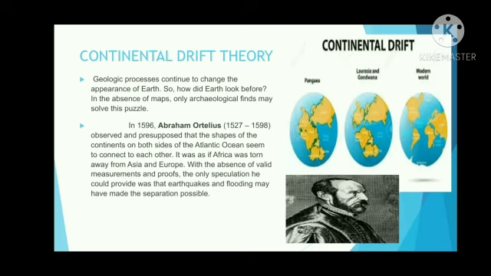Continental Drift Theory. Geologic processes continue to change the appearance of Earth. So how did Earth look before? In the absence of maps, only archaeological finds may solve this puzzle. In 1596, Abraham Ortelius observed and presupposed that the shapes of the continents on both sides of the Atlantic Ocean seemed to connect to each other. It was as if Africa was turned away from Asia and Europe. With the absence of valid measurements and proofs, the only speculation he could provide was that earthquakes and flooding may have made a separation possible.